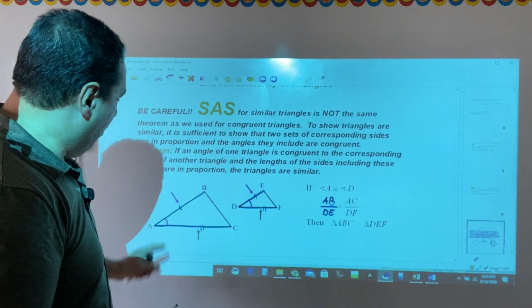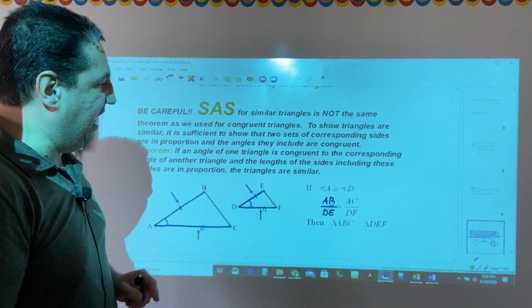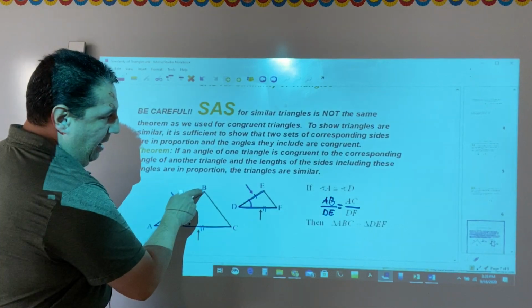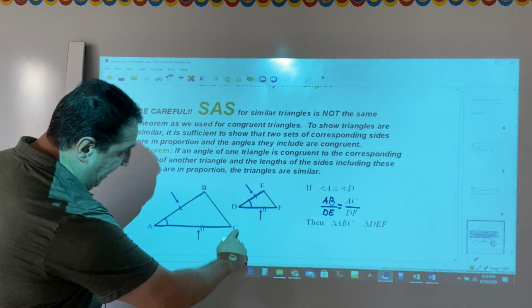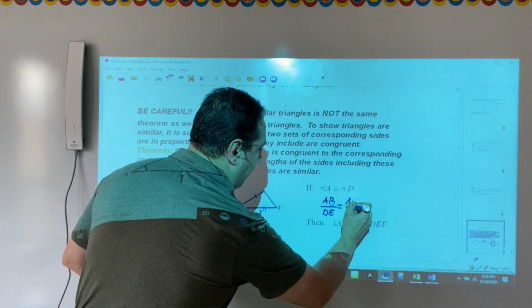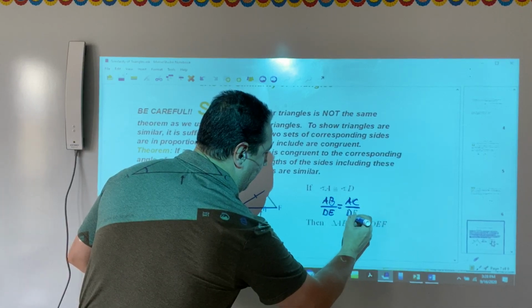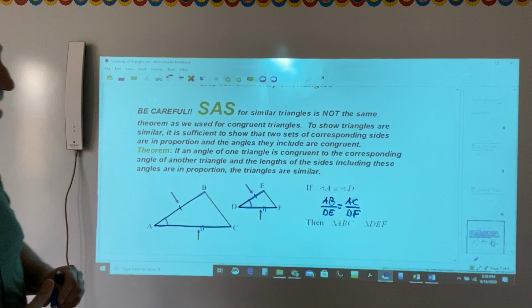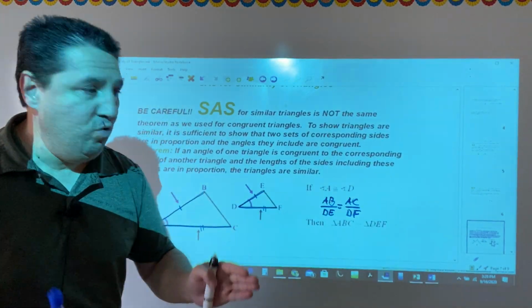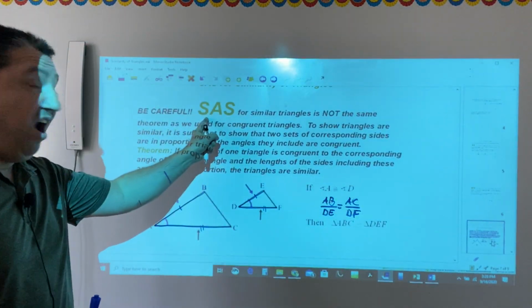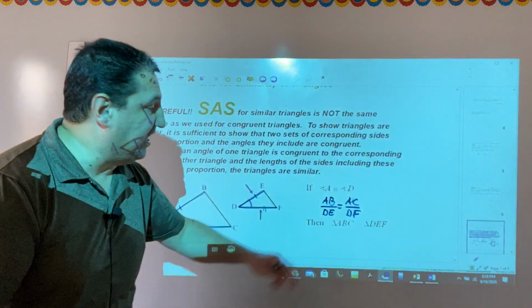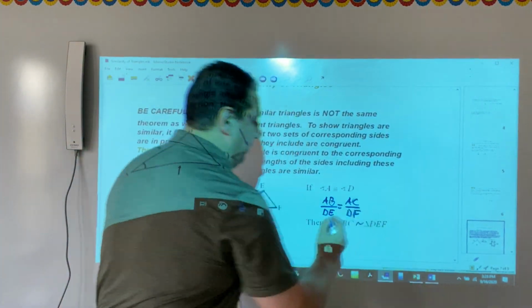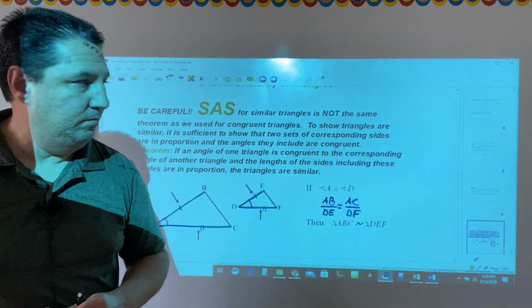Good. So AB over DE equals AC over DF. So if these two statements are true, then based on SAS, the triangles ABC and DEF are similar. Good.